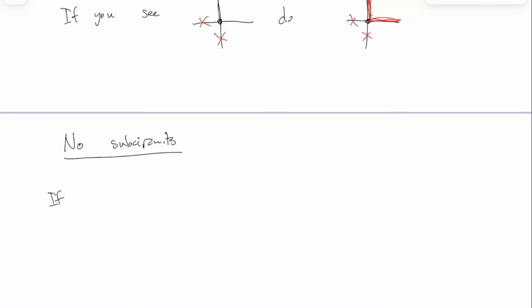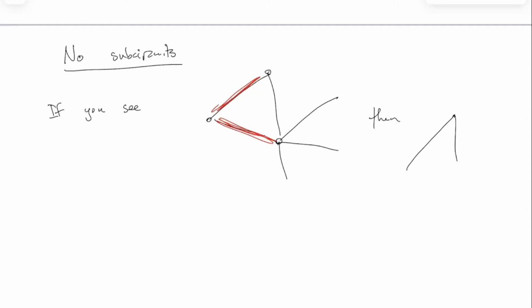What that means is something like, now this is a bit more complicated, but if you see something like this, and you have already used those two. What does the no subcircuits rule mean? It means you cannot also use that one because that would make a smaller circuit within the larger graph. So if you see this, then I'm going to draw that same little thing again. This should be X'd out because using that edge would have made a subcircuit, and that's not allowed. All right.